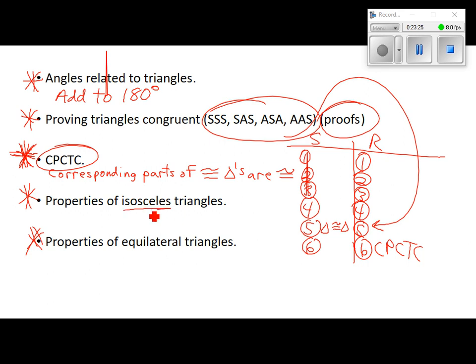What's an isosceles triangle? Two sides congruent. What's an equilateral triangle? Three congruent sides. Three congruent angles.